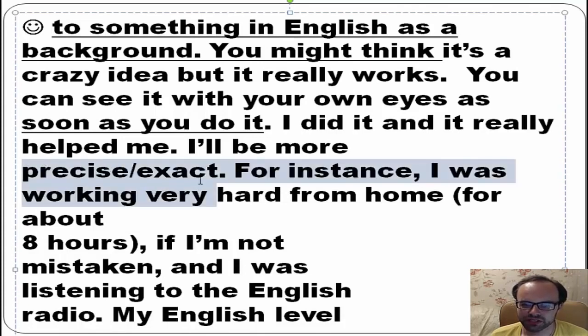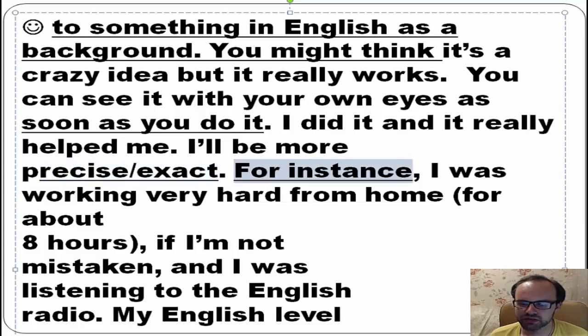Okay? For instance, a very nice phrase for speaking. You can say for example or for instance. It means, for example, I was working very hard from home for about 8 hours. I worked from home. So I was staying at home and I was working almost all day, if I'm not mistaken. Yeah, so if I remember it correctly.